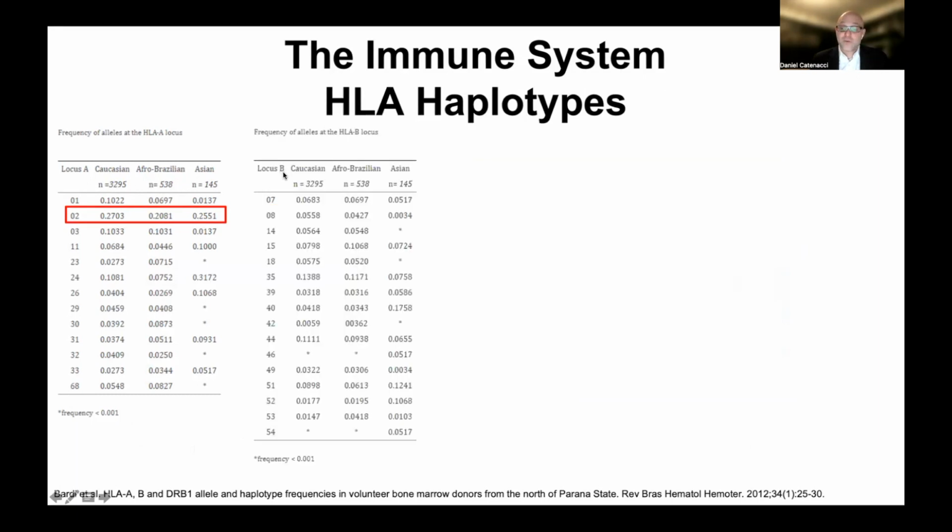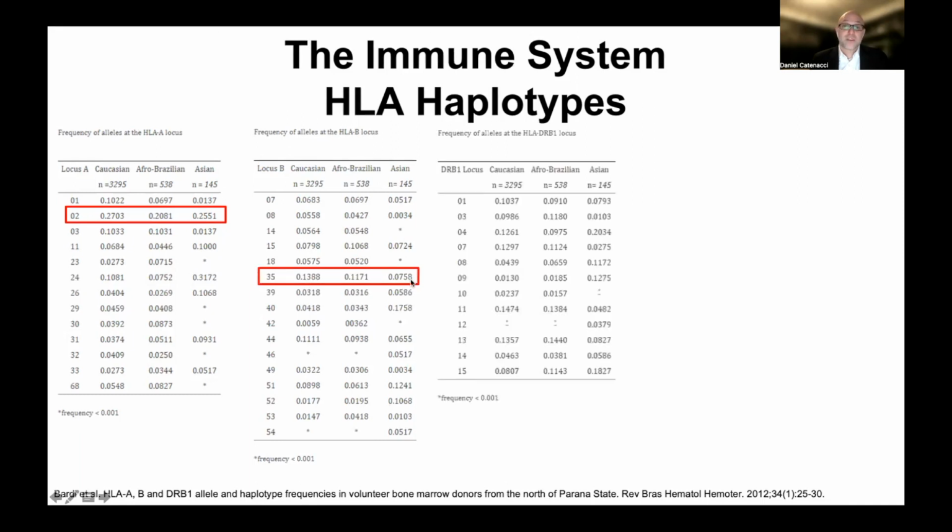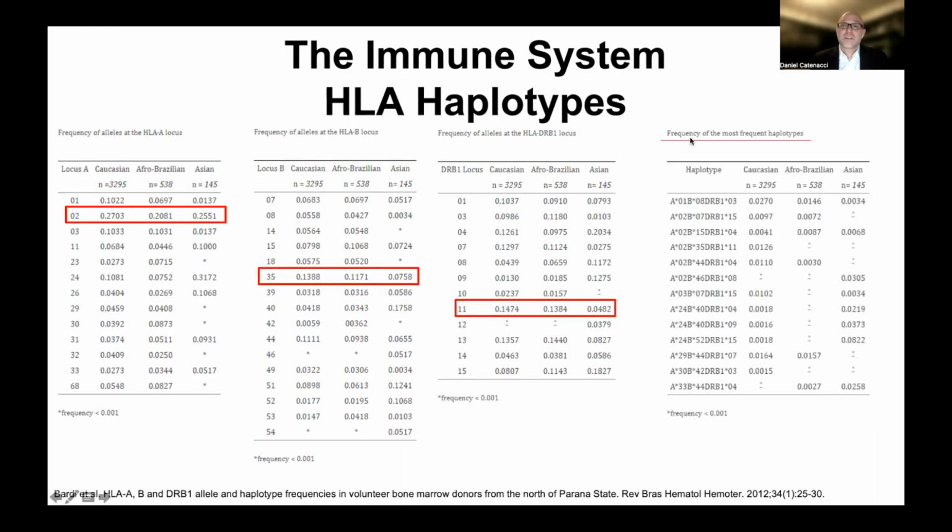And then similarly for locus B, the most common one was this 35 version, which was almost 14% of Caucasians, but much fewer Asians, for example, showing the variability across populations. And then in the DRB1 locus of the MHC class 2, the most common one being 11, almost 15% of the population. And then what we're really most interested in is what's the most frequent haplotype, so the combination of all of these different versions as one.